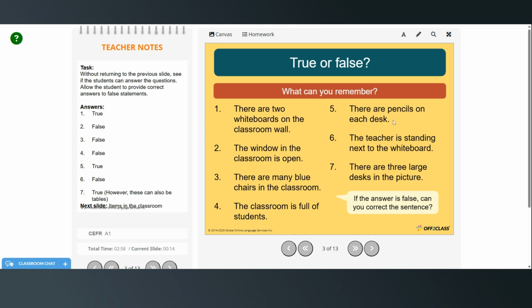There are pencils on each desk. That is true. The teacher is standing next to the whiteboard. It's false. There is no teacher next to the whiteboard. And there are three large desks in the picture. That's true, although it says they can also be called tables.